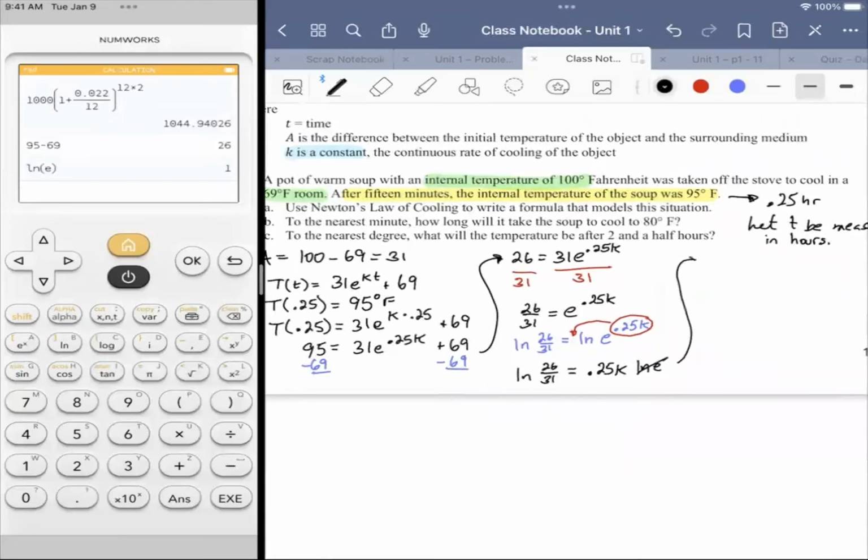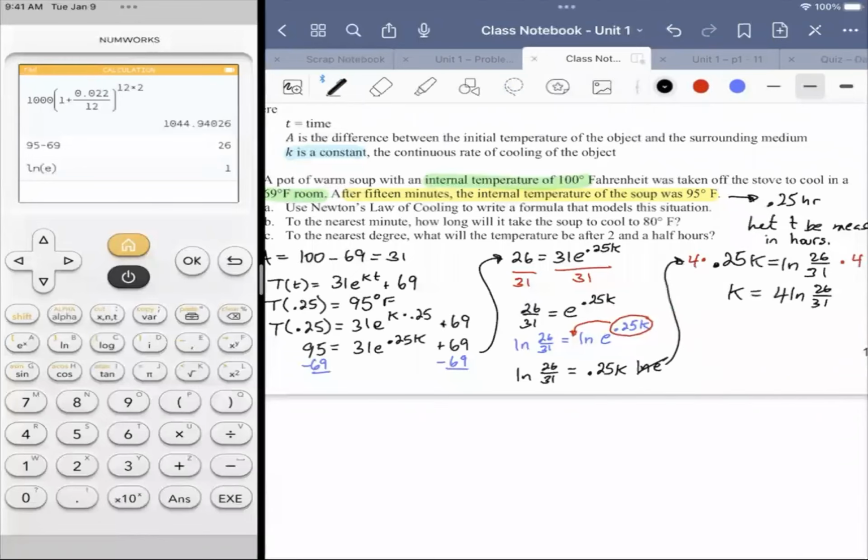So now I have, I'll write it this way, 0.25k is equal to ln of 26 over 31. I could divide both sides by 0.25, or a little bit more conveniently, I can just multiply both sides by 4. So 4 times 0.25k, and then multiply by 4 over here, you're going to end up with k equal to 4 ln 26 over 31.